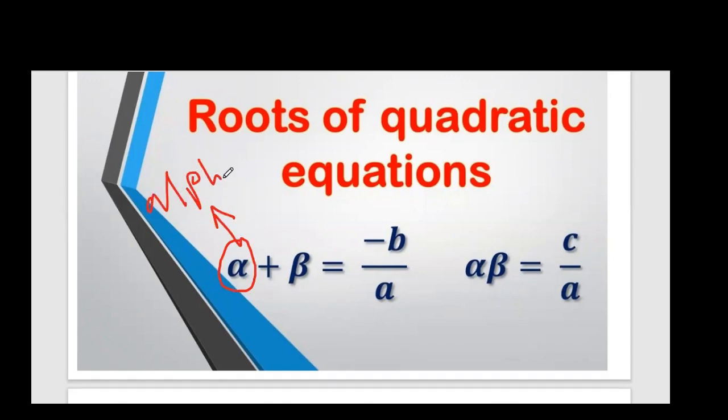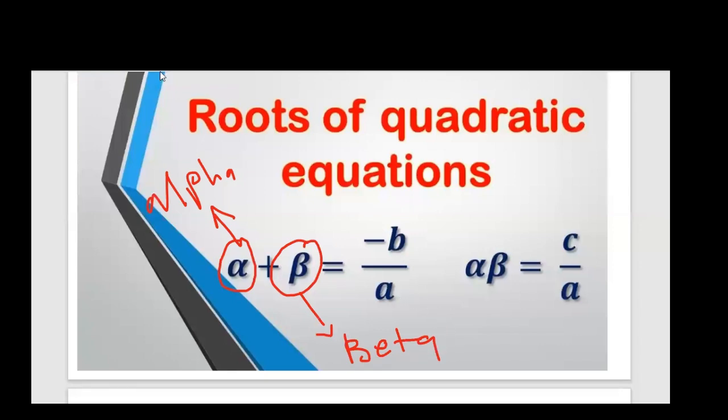It's a Greek letter for A, alpha. And then beta, this is how you write it, okay? It's also a Greek letter for B, so you write B-E-T-A. But you don't pronounce it as beta, you say beta. So alpha and beta roots.